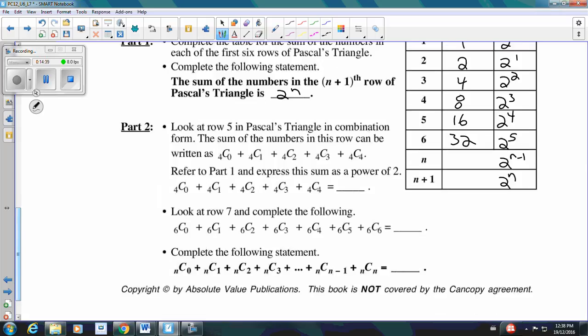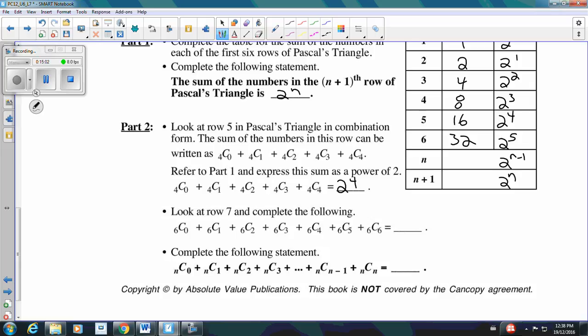Look at row 5 in Pascal's triangle in combination form. The sum of the numbers in this row can be written as 4 choose 0 plus 4 choose 1 plus 4 choose 2 plus 4 choose 3 plus 4 choose 4. Refer to part 1 and express this as a power of 2. Well, this would be 2 to the 4. We know that this is representing the fifth row, and it has 4 choose 0. Remember, the first row started with 0 choose 0.